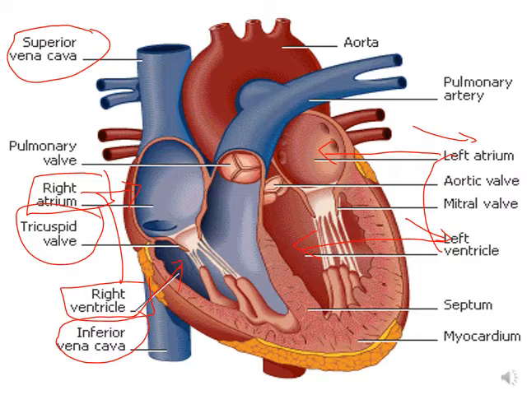Here we have the septum. Remember what we talked about the septum? We said the septum is like a wall. It's like a separation between the right side and the left side. It's like a wall that separates the oxygenated blood in the left part from the deoxygenated blood in the right part.